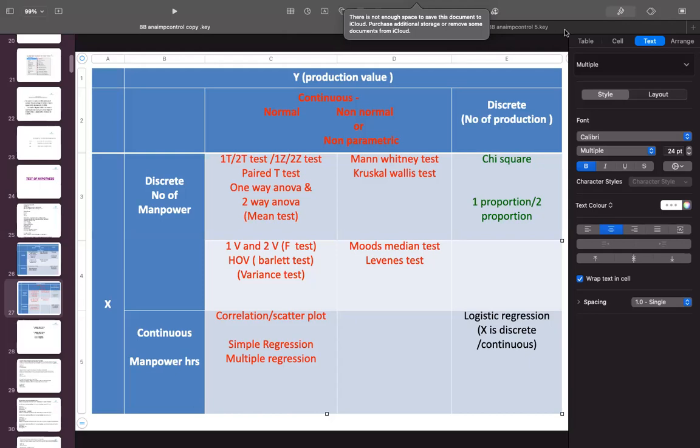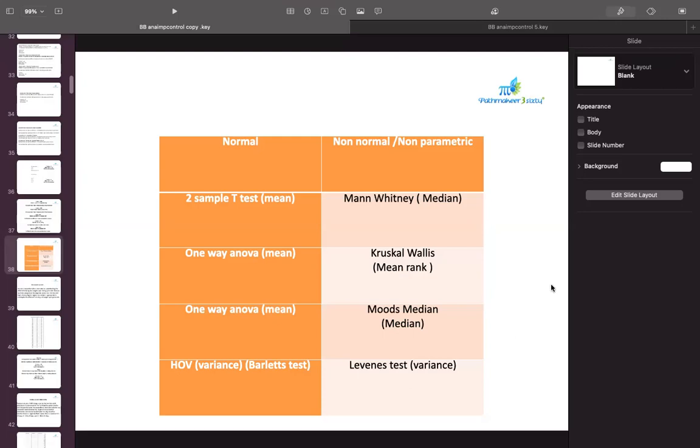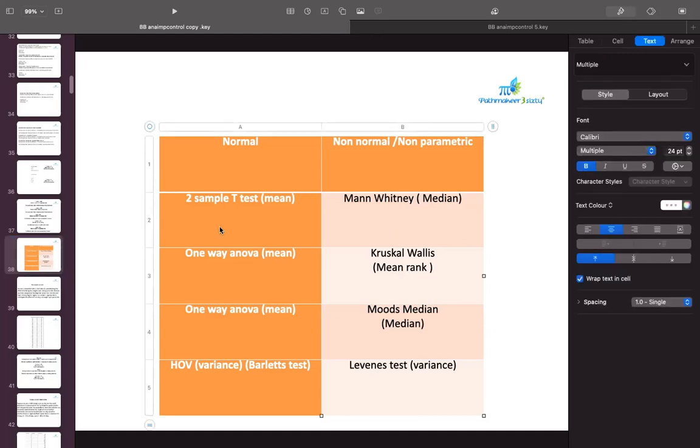What you are supposed to remember regarding these non-parametric tests is that the Mann-Whitney test is similar to the two-sample t-test. The Kruskal-Wallis test is similar to one-way ANOVA. Mood's median test is also similar to one-way ANOVA. And Levene's test is similar to the homogeneity of variance test. So whether you're doing a normal test or a non-normal test, I'm going to explain each and every one. This is just a tabular column which indicates the similarity between these tests. Mann-Whitney is similar to the two-sample t-test, Kruskal-Wallis is similar to one-way ANOVA, Mood's median test is also similar to one-way ANOVA, and Levene's test is similar to the HOV test.